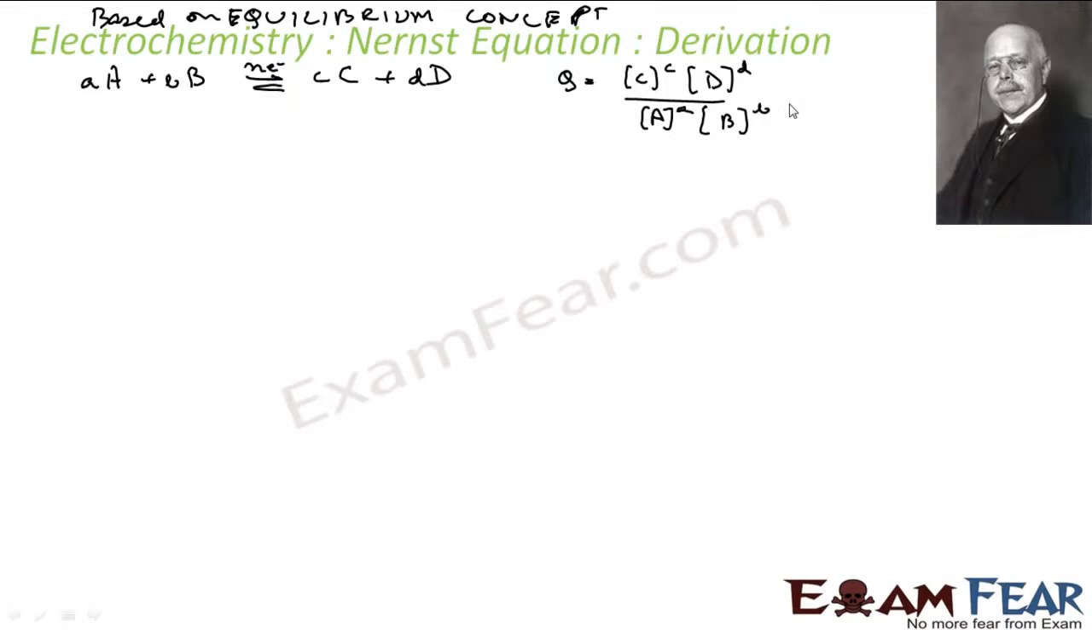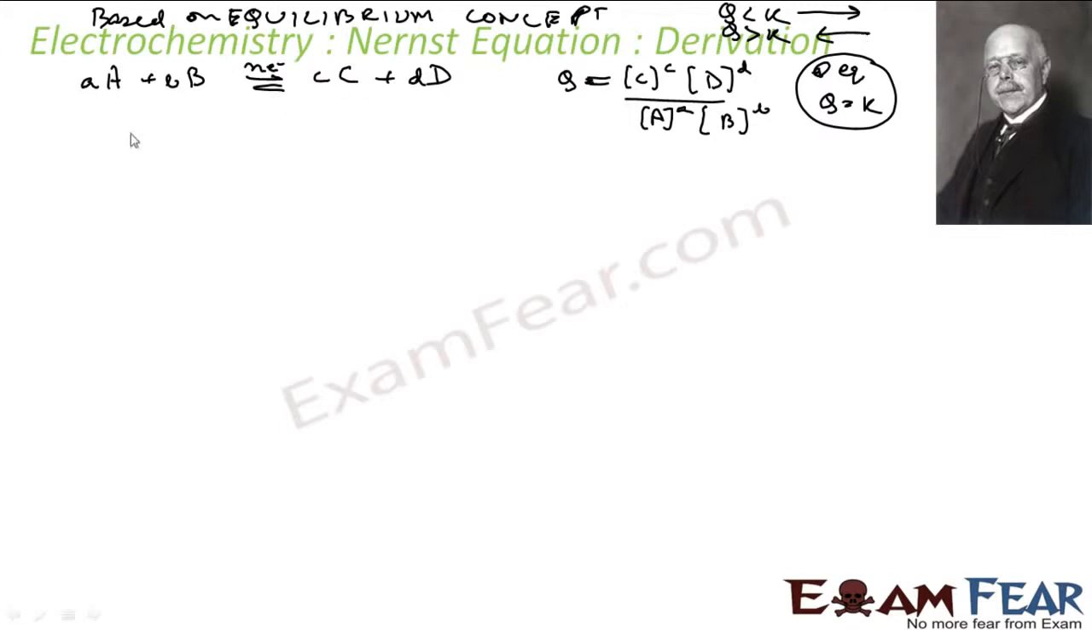And at equilibrium, we know that Q is equal to K. So K is nothing but the value of Q at equilibrium. If Q is less than K, the reaction will move in forward direction. If Q is greater than K, the reaction will move in backward direction. So this is something we know, the equilibrium concept. The value of Q is nothing but concentration of product by concentration of reactant at any given point of time. And at equilibrium, the same value Q becomes K.